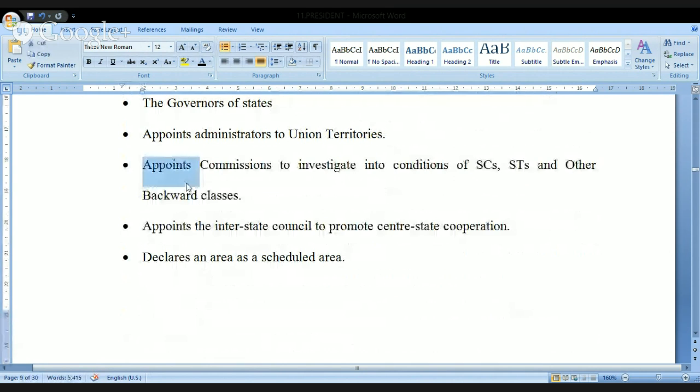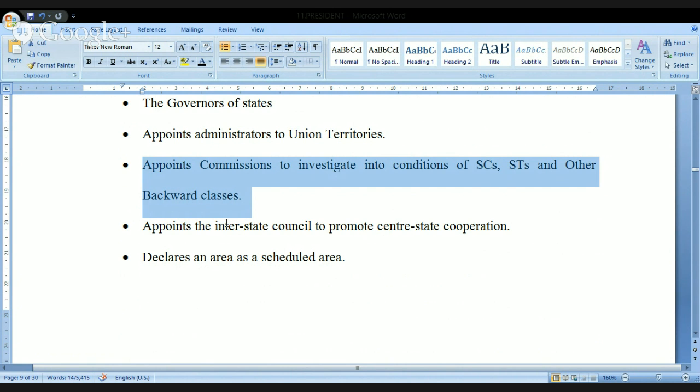The President also appoints the commissions to investigate the conditions of scheduled castes, scheduled tribes, and other backward classes. Kindly see here, we have the SC Commission, that is Scheduled Caste Commission, Scheduled Tribes Commission, other backward classes commission. We have the Minorities Commission. We have National Women's Commission. Sometimes we'll come across the Language Commission. So for the majority of the commissions you have at the central level, whatever names I have taken now, the chairpersons of all these commissions are appointed by the President of India.